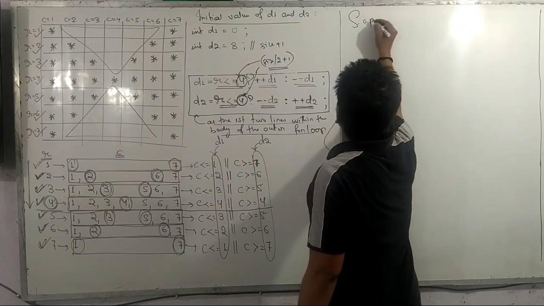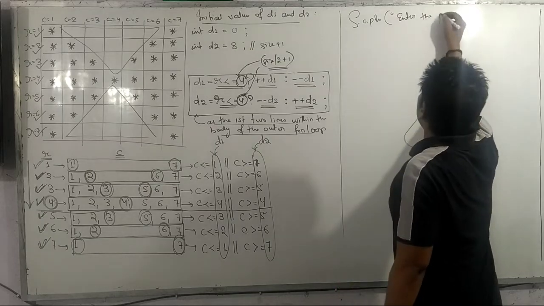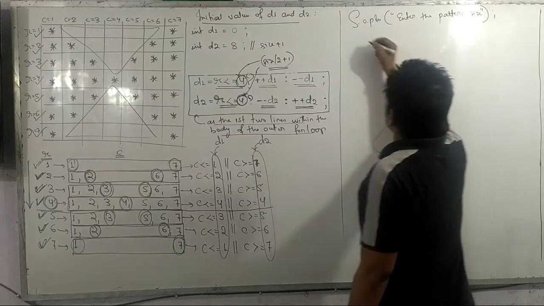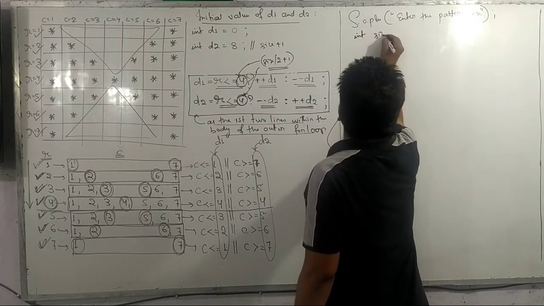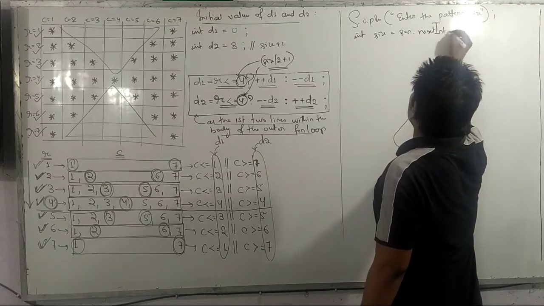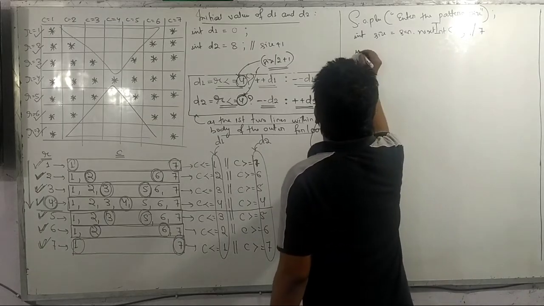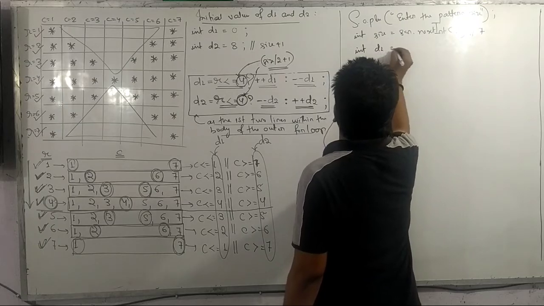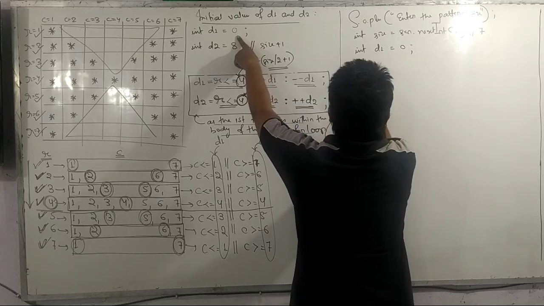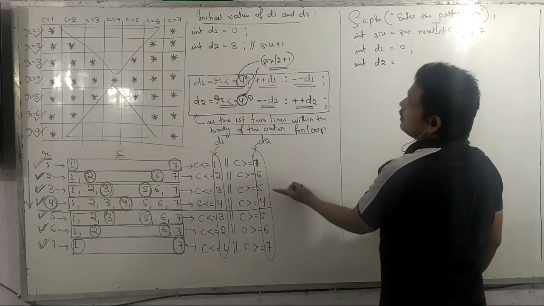System.out.println("Enter the pattern size"). Int size is equal to scn.nextInt(). Assume the user has given 7. Then what should be the initial value of D1? It should be 0. What should be the initial value of D2? It should be 8 because it is decreasing.